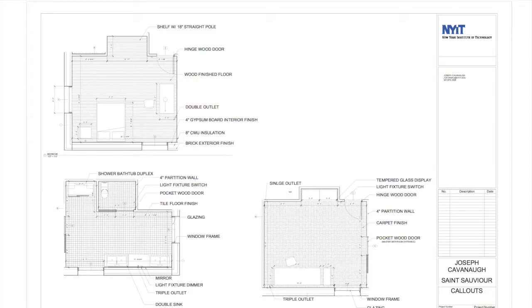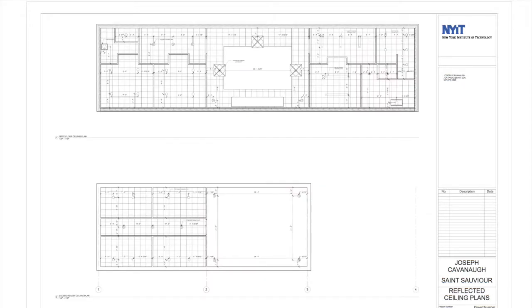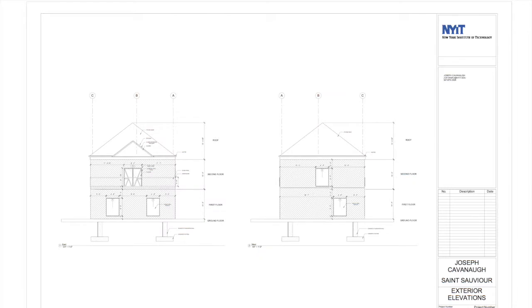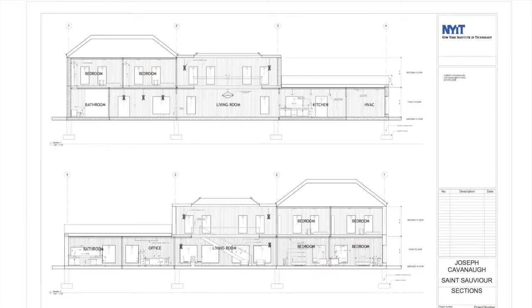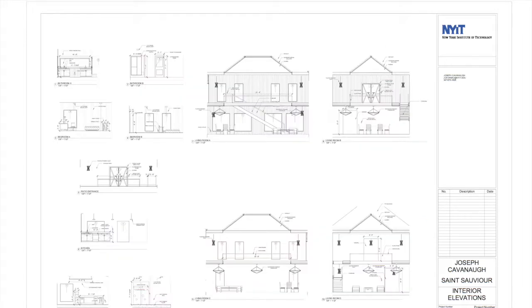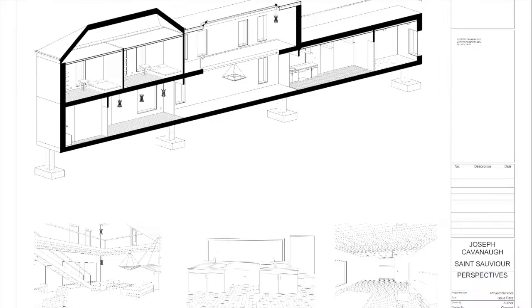So throughout the drawings you can see I created floor plans with detail, reflected ceiling plans, elevations, sections, all kinds of drawings that I learned to do in this class. But my favorite out of all the drawings is on the last sheet, which is a three-dimensional cut right through the middle, and there are three perspectives below it of the interior of the building. To me, that is my favorite because I believe those are the most aesthetically pleasing drawings out of all of them.